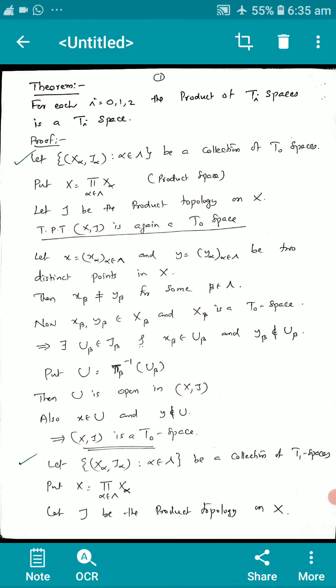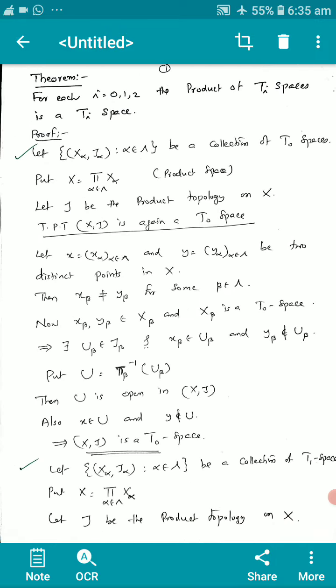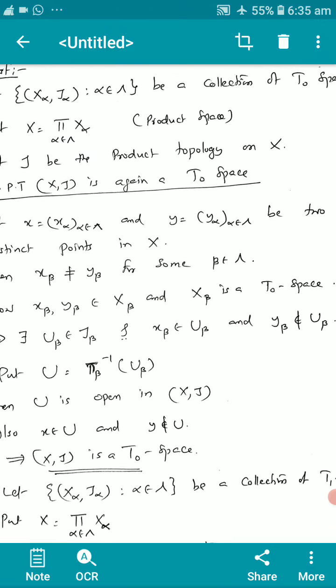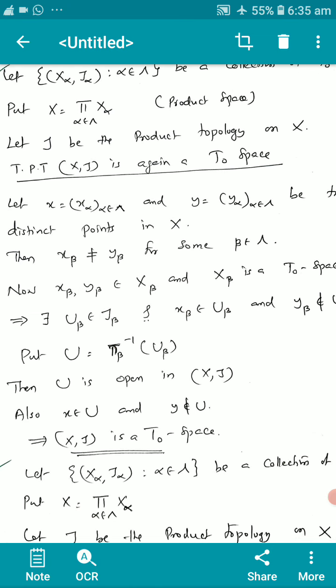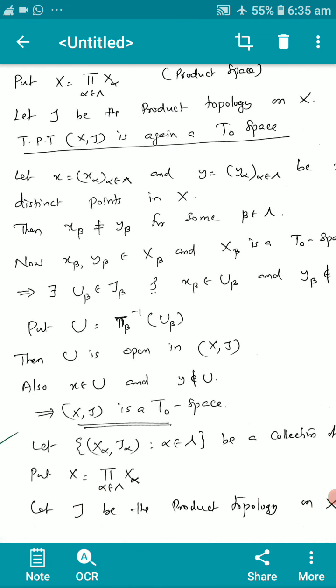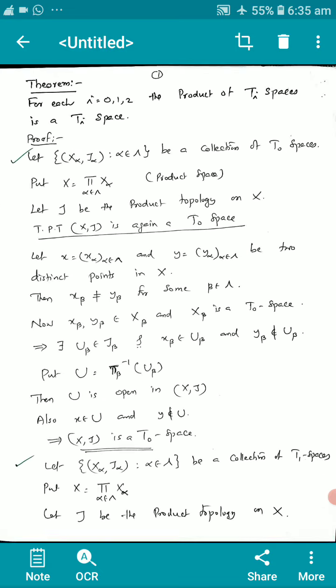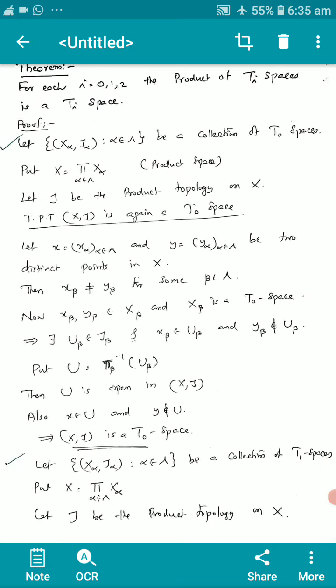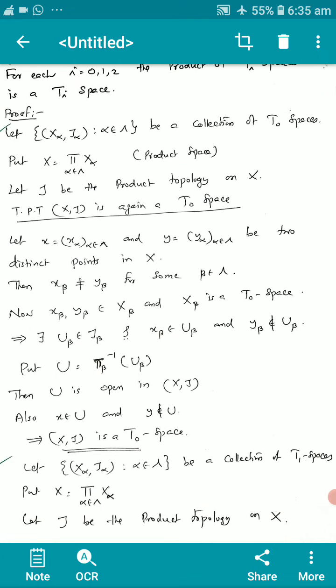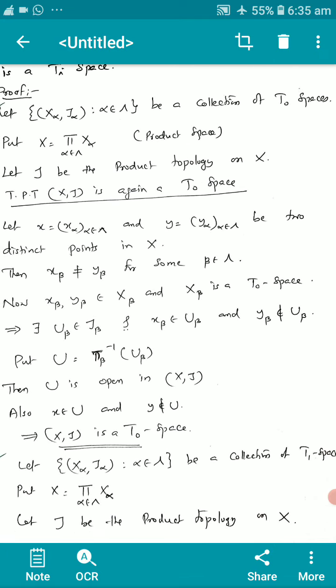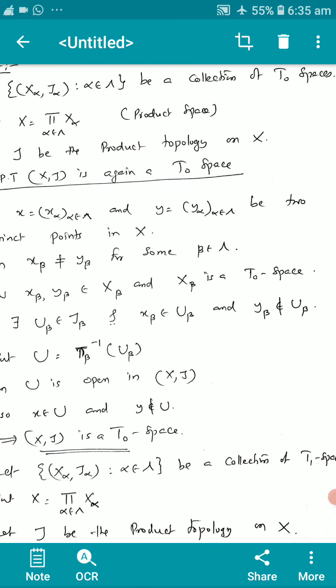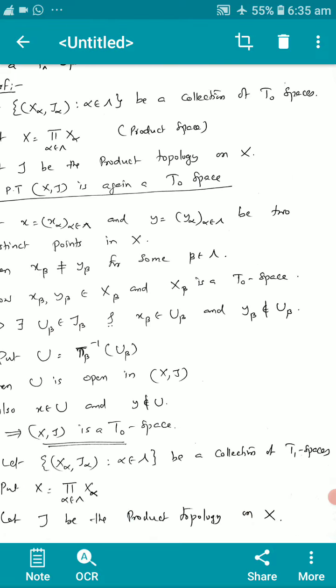Taking two distinct points x equal to (x alpha) and y equal to (y alpha) in X, then definitely x beta is not equal to y beta for some beta in the index set. So we have two points x beta, y beta in X beta, and X beta is a T0 space. So by the definition of T0 space, there exists an open set U beta in tau beta such that x beta is in U beta and y beta is not in U beta.